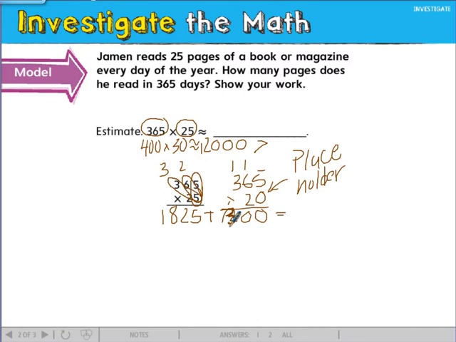All right. So now when I add it all together, it'll give me my answer. Okay, so 5 and 0 is 5. 2 and 0 is 2. 8 and 3 is 11. 7, 8, 9. 9,125.